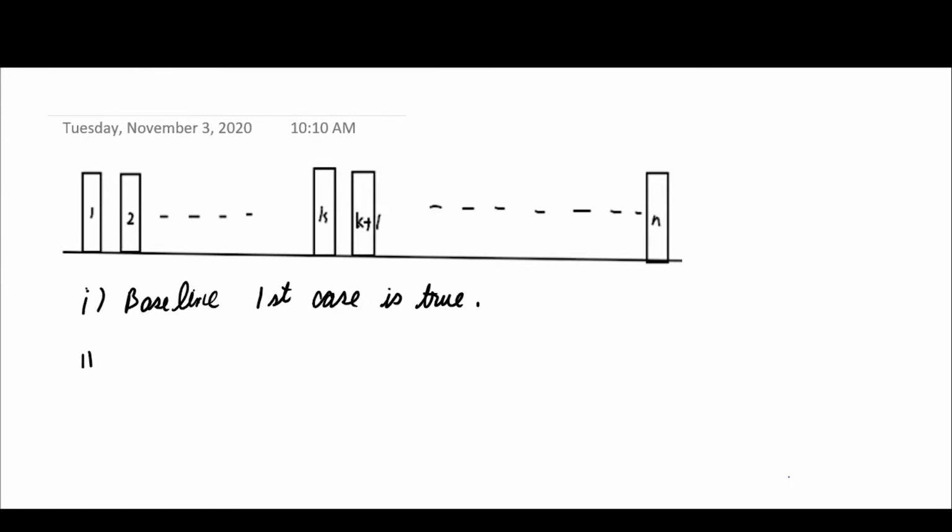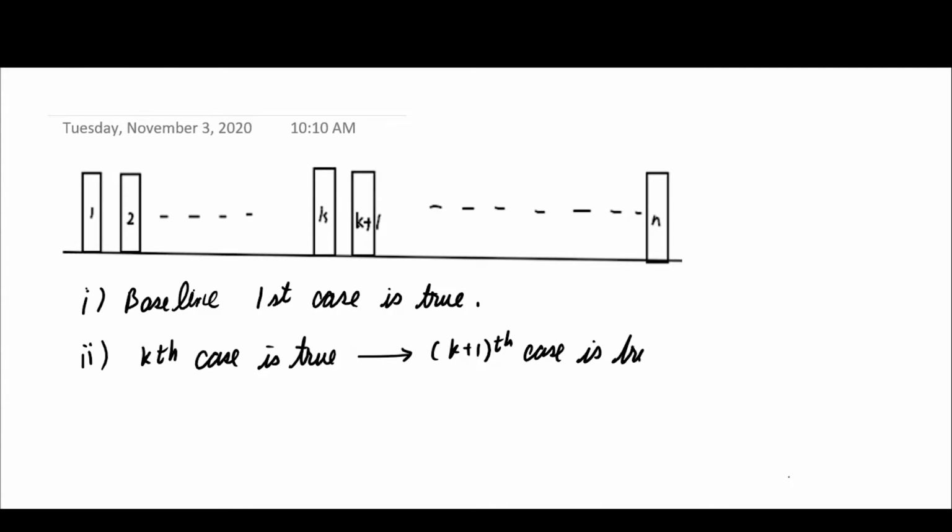And then number 2, assume, suppose case k is true. Then, this is if-then, you will use that to show that the k plus 1 case is true. This is how you prove induction. And you have done this before, so this is a nice review, okay?